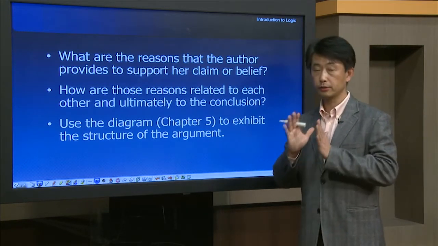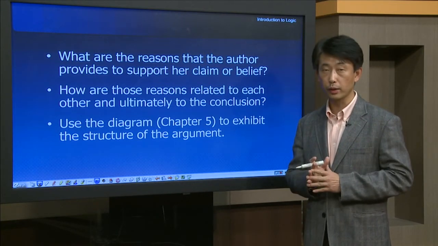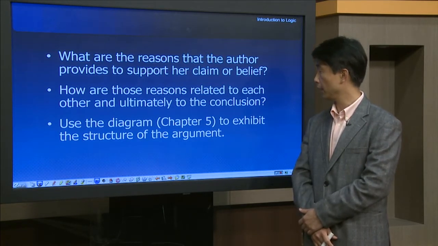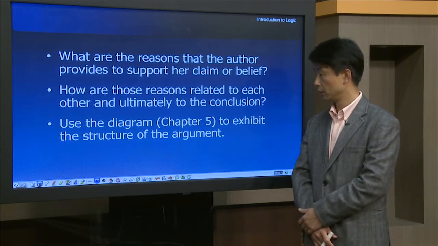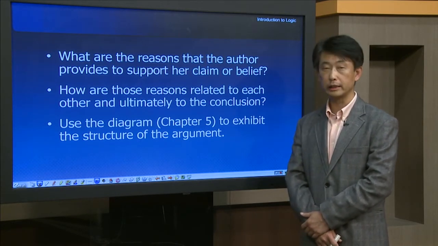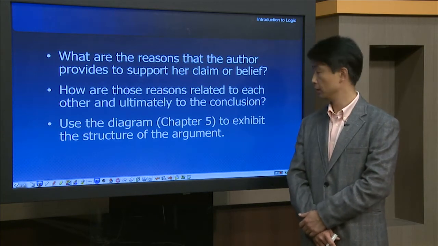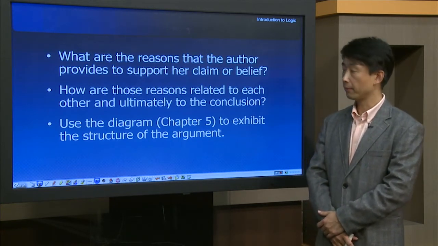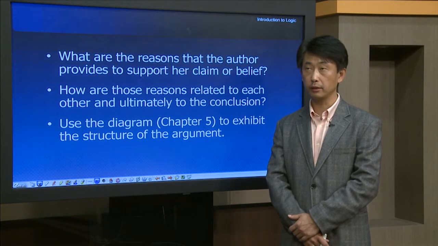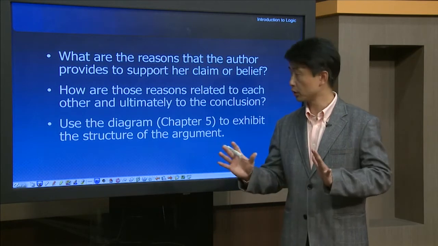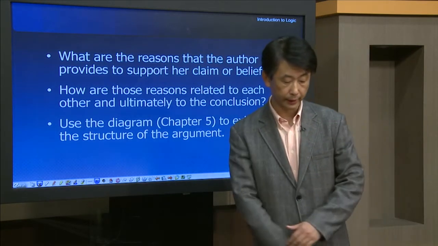So we have to recognize the conclusion in an argument, and we also have to recognize the premises. How are those reasons then related to each other and ultimately to the conclusion? And we learned the method of drawing a diagram in Chapter 5 to exhibit the structure of an argument. Remember, we distinguished independent and joint support, and they were diagrammed differently. So there is nothing new about that.